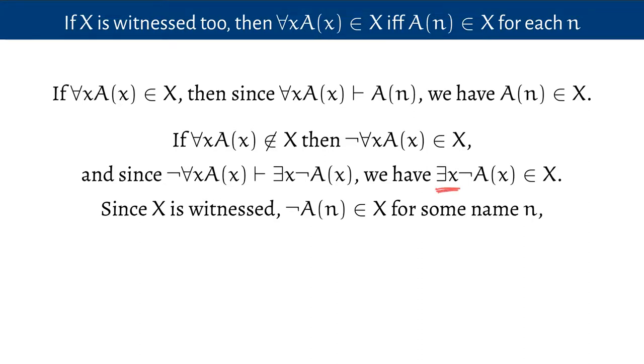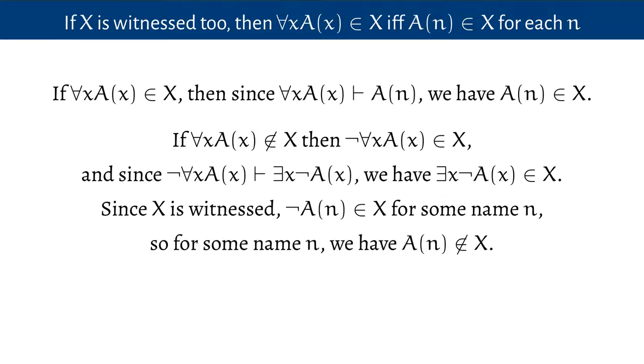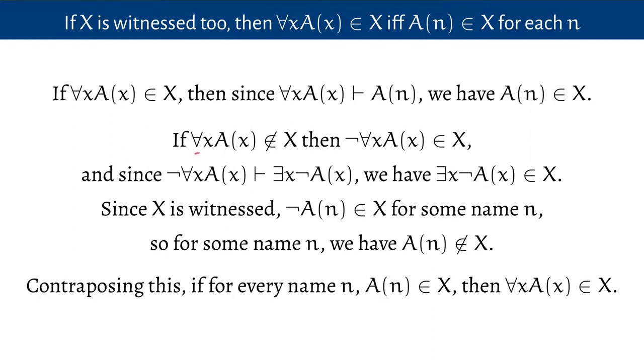The witnessing condition says for any existentially quantified formula in a set, some instance has got to be in the set. So not An is in my set for some name n, which means that for some name n, An's got to not be in the set, because the set's consistent. So An can't be in the set as well as not An, because then I could prove a contradiction. And so we've shown that if the universally quantified formula isn't in the set, some instance isn't in the set. Contraposing that means that if every instance is in, then the universally quantified formula is in too.